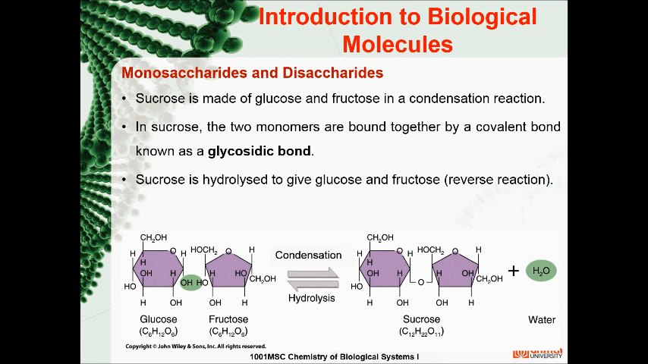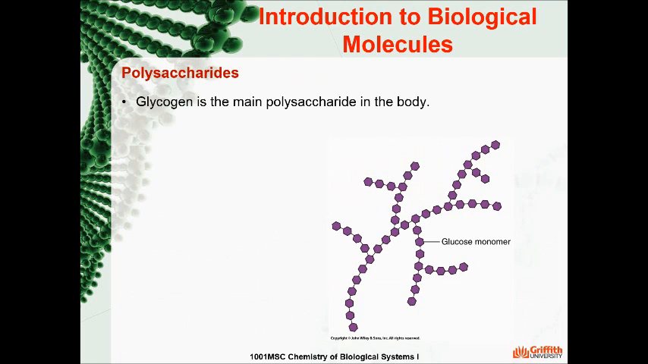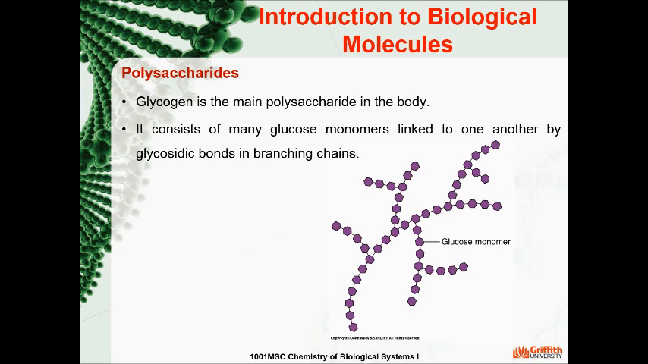The reverse reaction requires hydrolysis. So adding a water molecule to the sucrose breaks the glycosidic bond and separates the sucrose into glucose and fructose again. As you can see, carbohydrates contain many OH groups, so they are polar compounds and thus they dissolve in water. Glycogen is a polymer and it is the storage form of glucose in the body. From the illustration you can see that the glucose units are bonded together through the glycosidic bond.